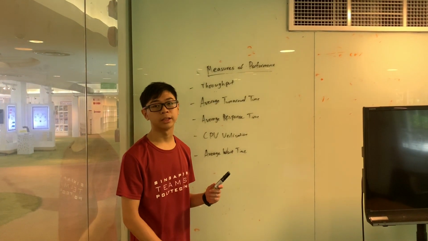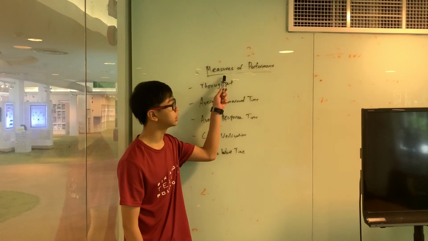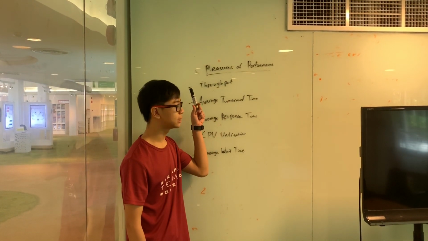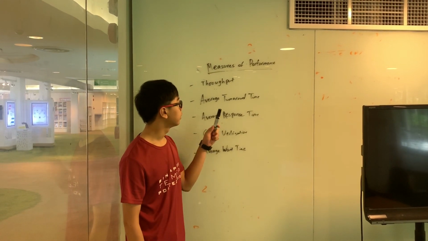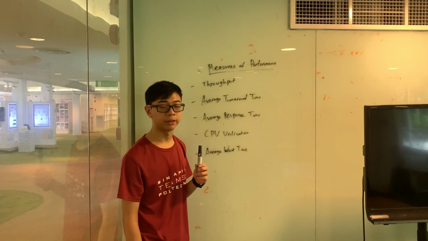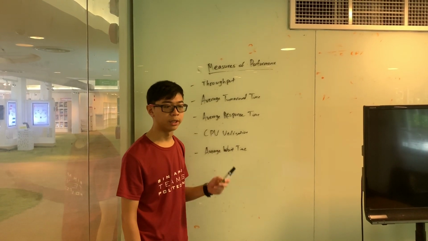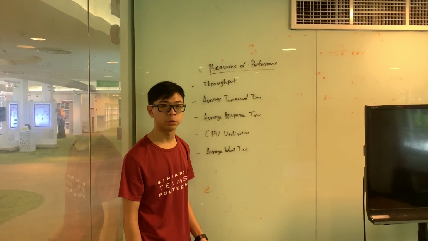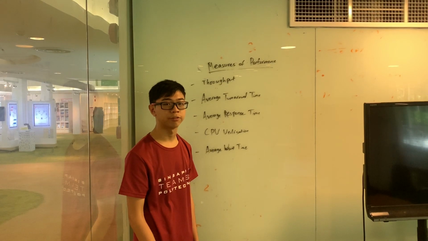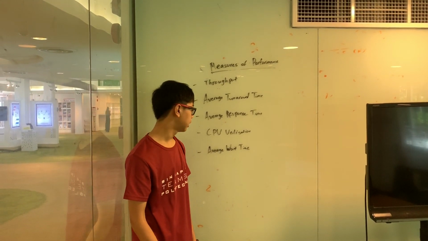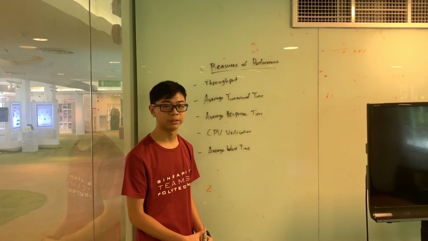Okay, to determine how effective a scheduling algorithm is, we have to look at the measures of performance. First is the throughput, which is the number of jobs that can be run at the same time. The average turnaround time is the time from the start to the end of the job. The average response time is the amount of time from the submission to the end. The CPU utilization is the percentage of time spent running a job. And finally, the average wait time is the amount of time spent waiting in the ready queue.